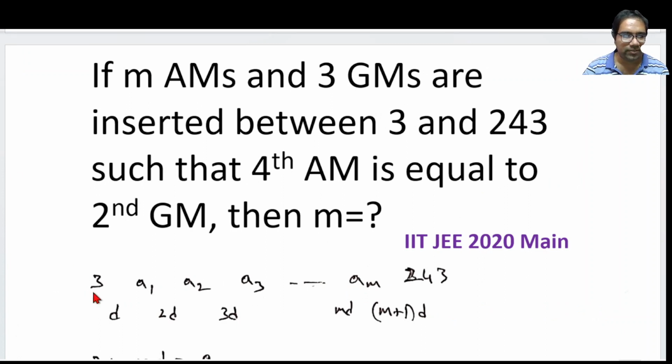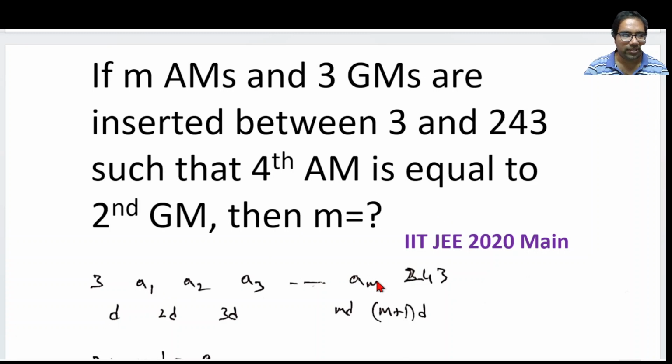First let us write these numbers and try to fit geometric means and arithmetic means. Let's say 3 and 243, m arithmetic means. Let's say they are a1, a2, a3 up to am. These are all arithmetic means. That means 3 plus d is a1, 3 plus 2d is a2, 3 plus 3d is a3. Likewise, 3 plus md is am, and 3 plus (m plus 1)d should be 243. These are m arithmetic means.